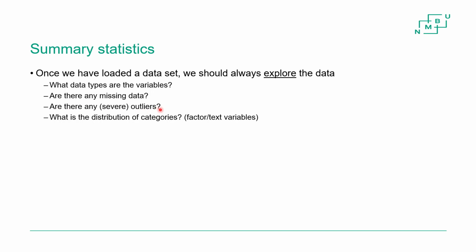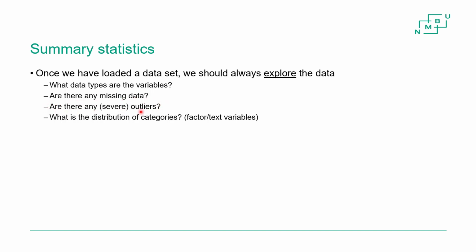Are there any severe outliers? And what do I mean by that? That is typically data where we have perhaps mistyped something so that the numbers come out completely wrong, right? And this is also something that happens from time to time, right? What is the distribution of categories if you have categorical data? That's because outliers is only something you can check for numerical data, right?